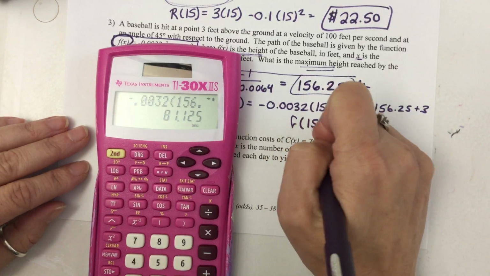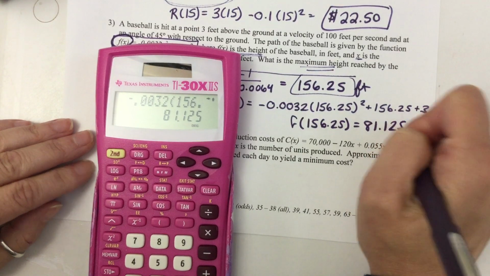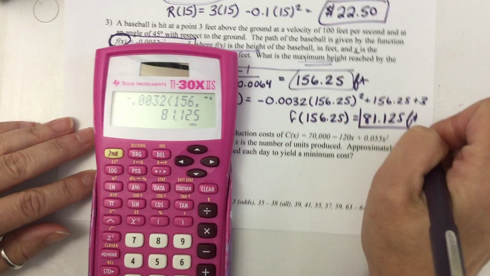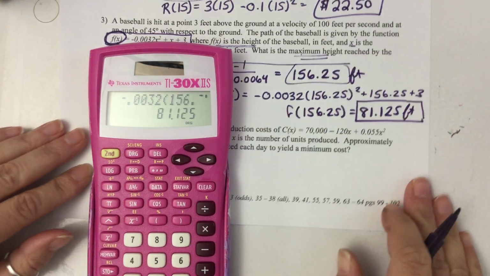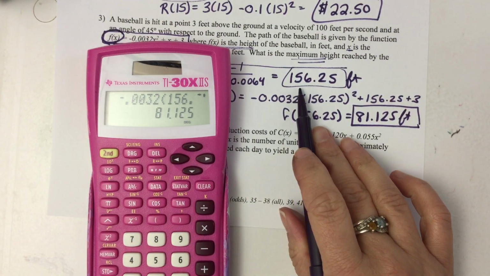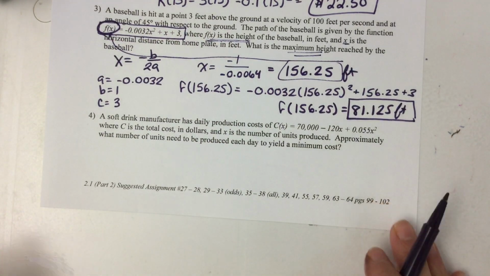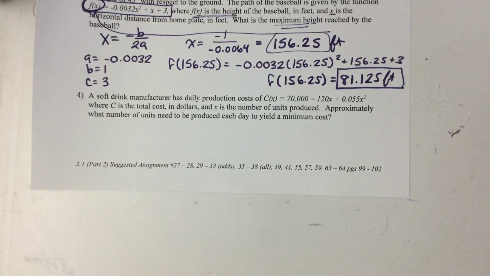So f of 156.25 equals 81.125 feet. That is the highest that the baseball will go. That occurs 156.25 feet from home plate. Okay, let's look at another question. Last one for the day.